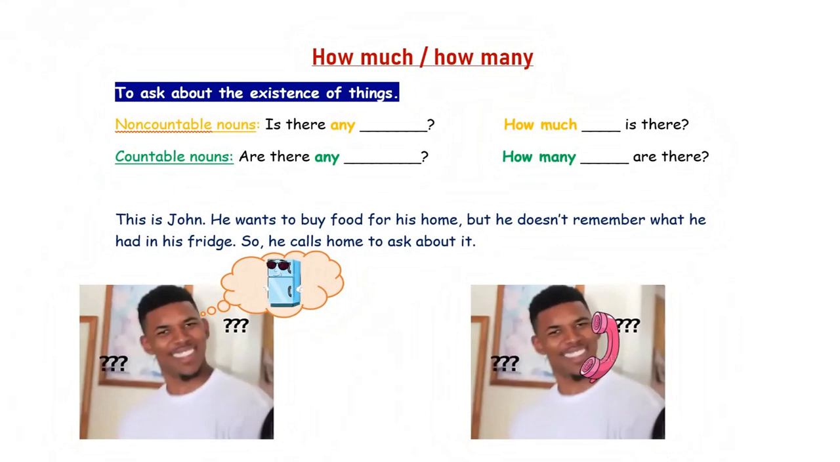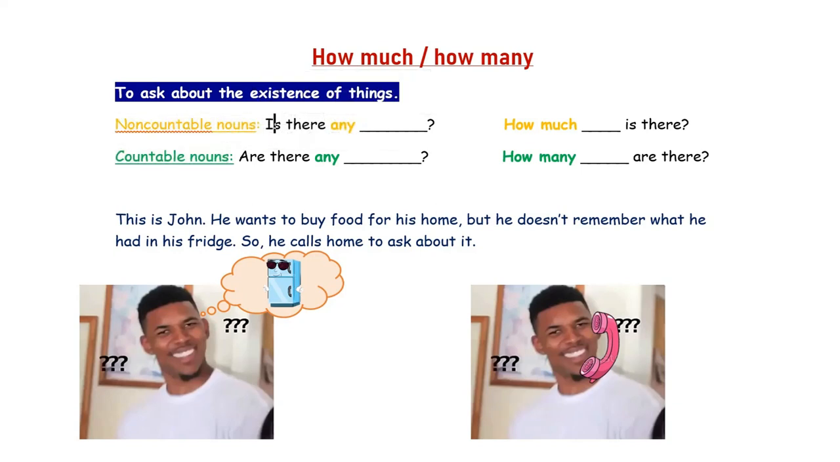Well, these two structures are used for asking about the existence of things, right? It's when we don't know how much or how many of something we had or there is, or there are. So, first, we need to make a distinction here between countable nouns and uncountable nouns, all right?